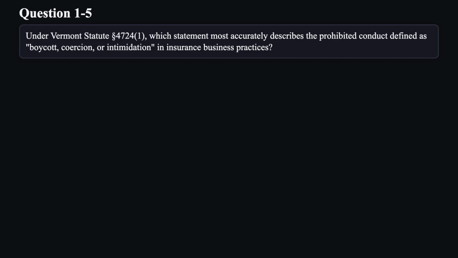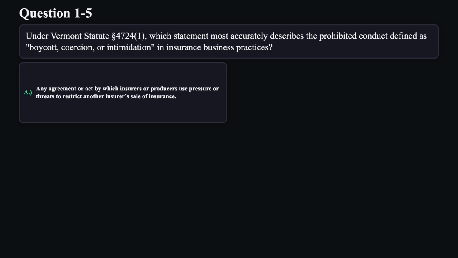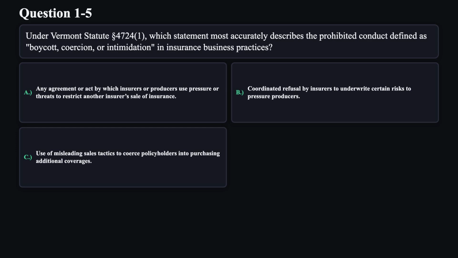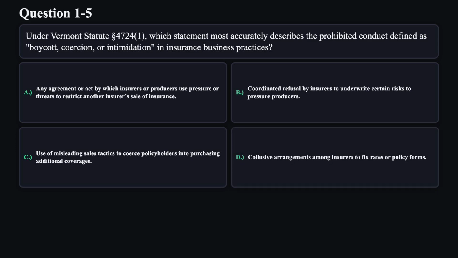Question 5. Under Vermont statute, Section 4724, subsection 1, which statement most accurately describes the prohibited conduct defined as boycott, coercion, or intimidation in insurance business practices? A. Any agreement or act by which insurers or producers use pressure or threats to restrict another insurer's sale of insurance. B. Coordinated refusal by insurers to underwrite certain risks to pressure producers. C. Use of misleading sales tactics to coerce policyholders into purchasing additional coverages. D. Collusive arrangements among insurers to fix rates or policy forms.